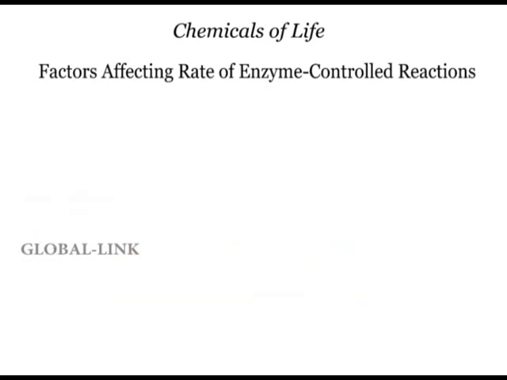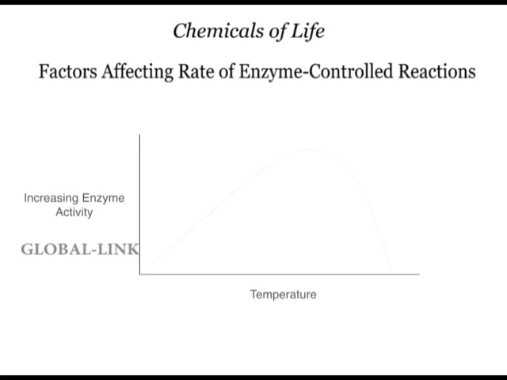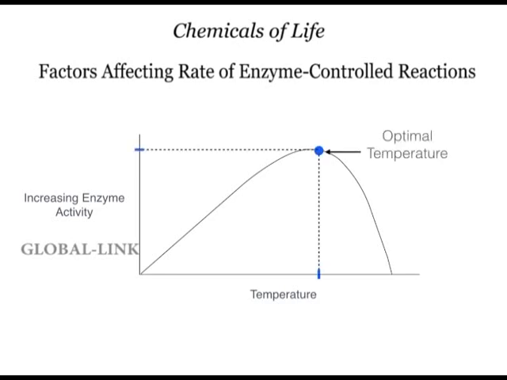Temperature. Every enzyme has an optimal temperature, and as you can see on this graph, the blue dot shows where the optimal temperature for this enzyme is. Optimal temperature means optimal enzyme activity until it gets colder or hotter. That's when everything starts working less efficiently.